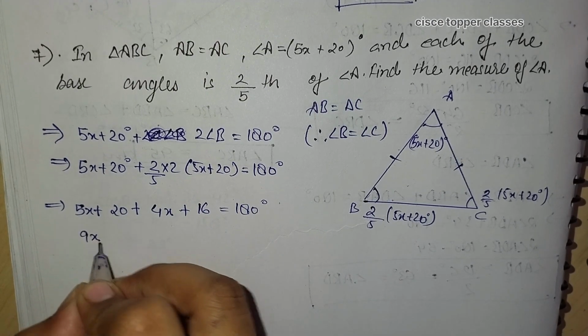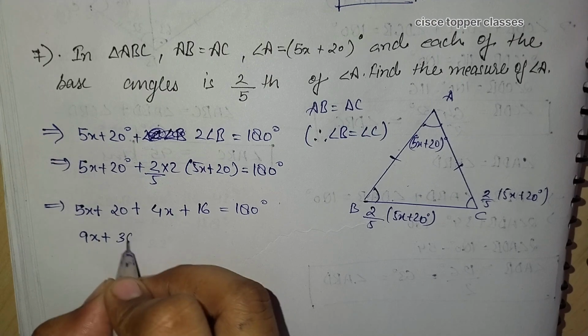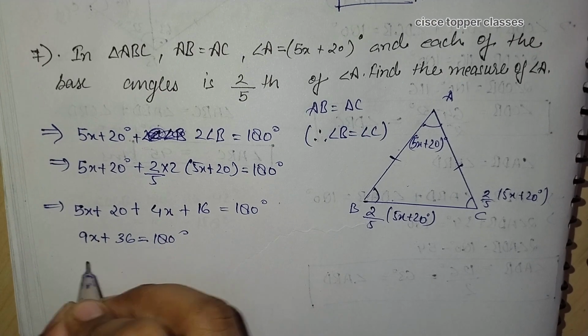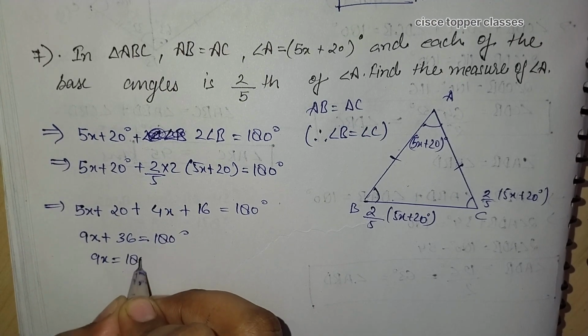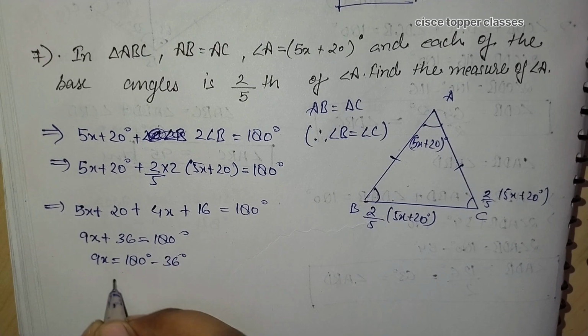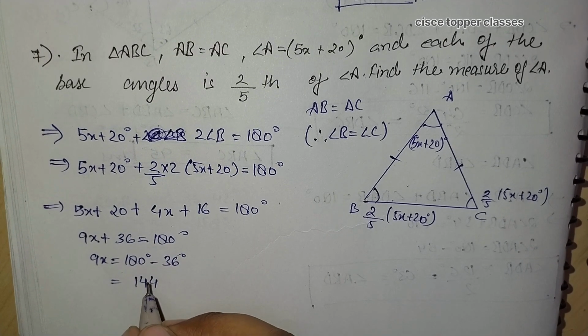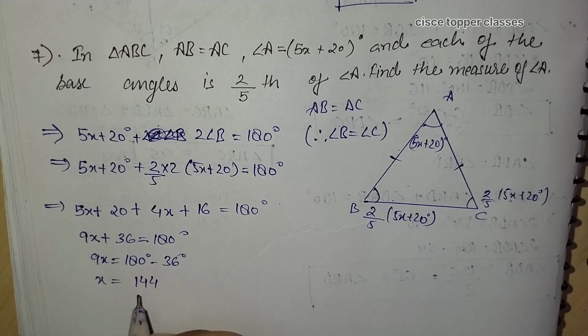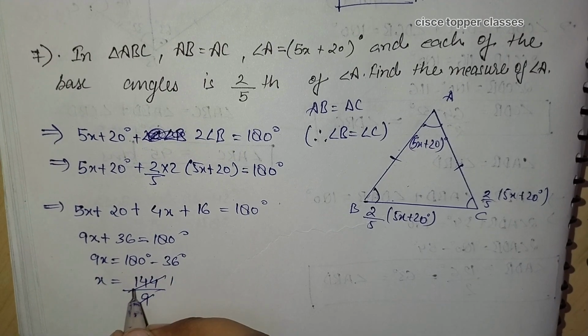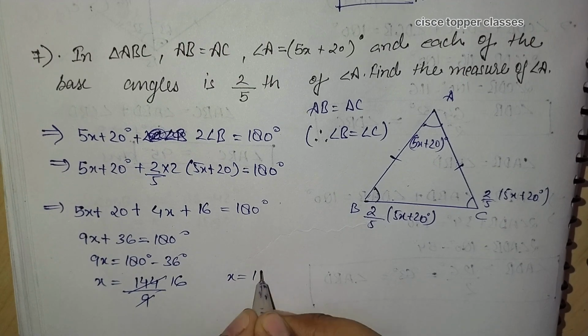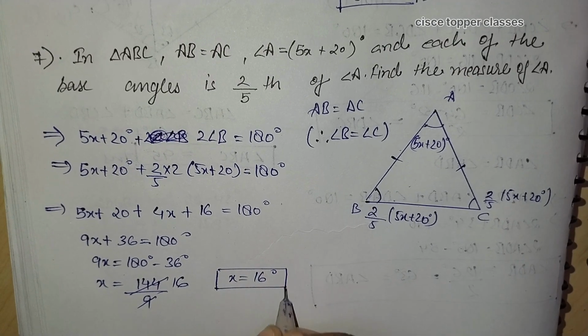Adding this part, we will get 9x plus 36 equal to 180 degree, and this will be 9x equal to 180 degree minus 36, which will be 144. We will divide by 9. On dividing it, we will get 16. So x is equal to 16 degree now. So this is the angle here.